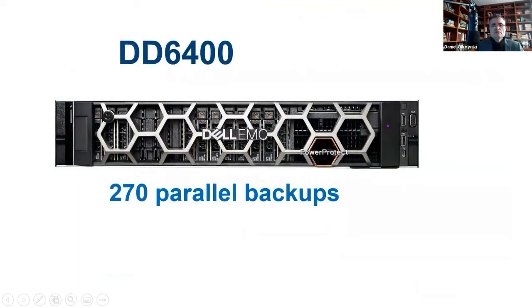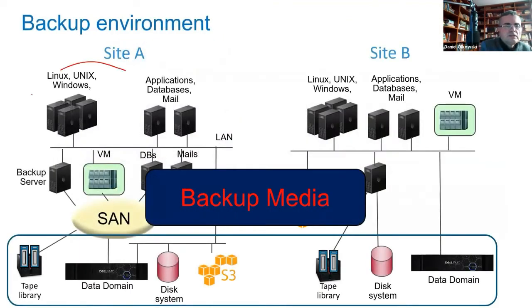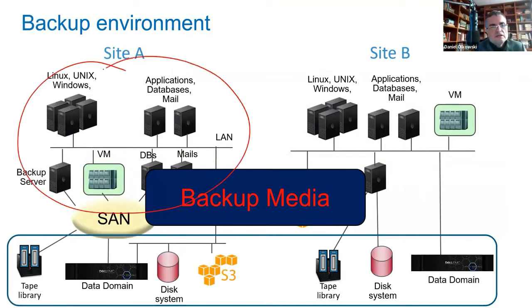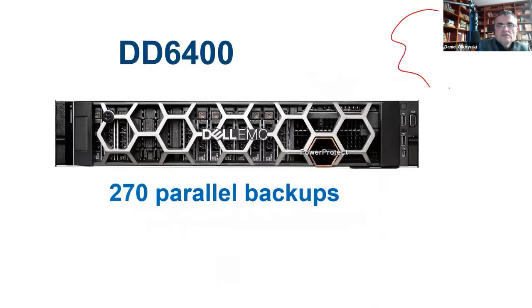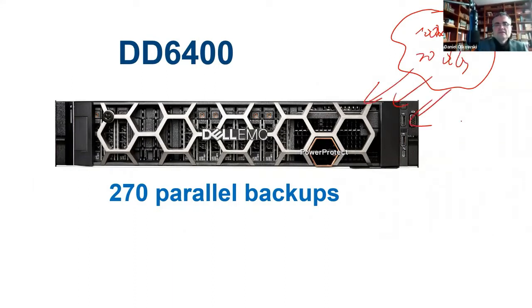But there is something even more important. Let's imagine that I have an environment like here. I don't want to back up first this virtual machine, second this one, and so on. I would like to back up everything at the same time. And there is no problem. Data domain DD6400 tells me you can have 100 virtual machines, you can have 20 databases, and you can back up everything in parallel, because you can perform 270 backups in parallel at the same time.